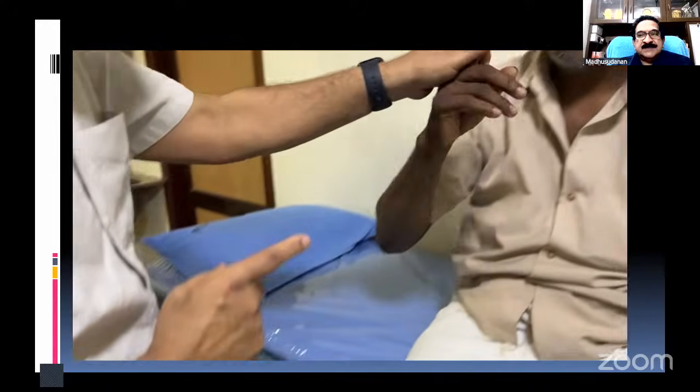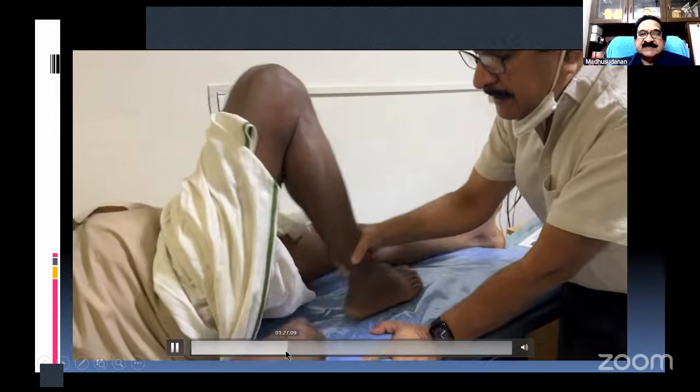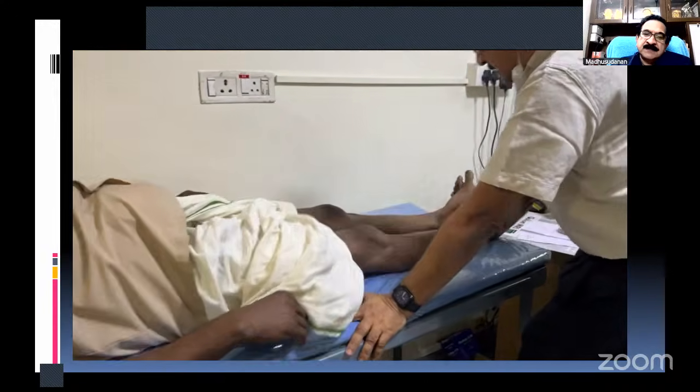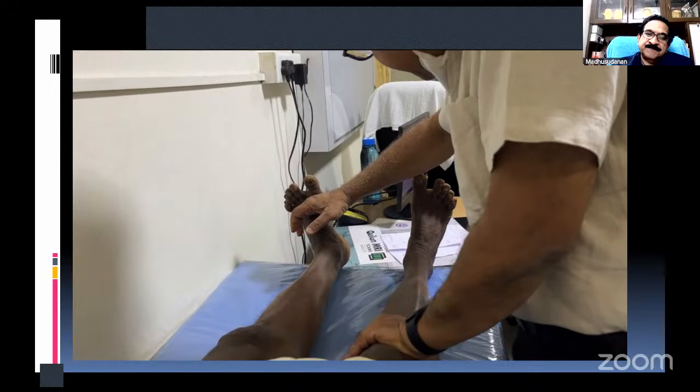There is no ataxia in the upper limb. I'll pass forward. Lower limb again examined. There is no motor weakness. Hip flexion was normal.